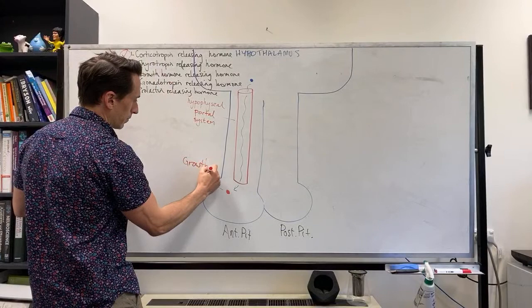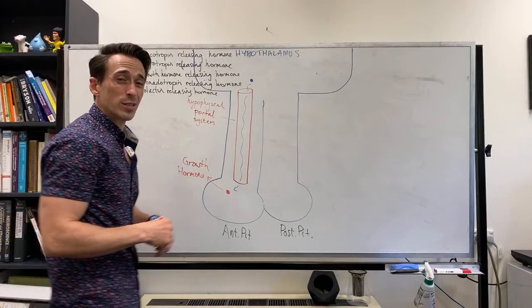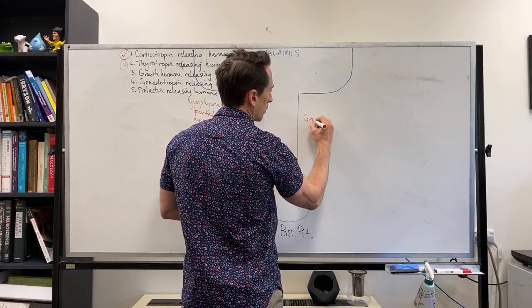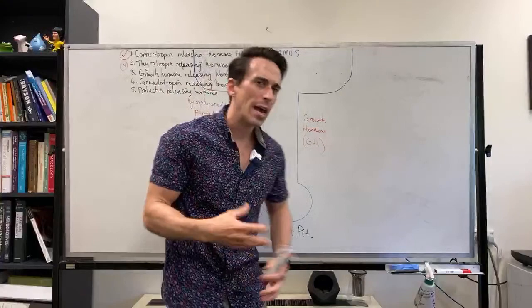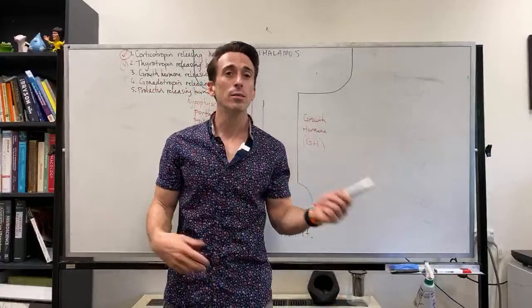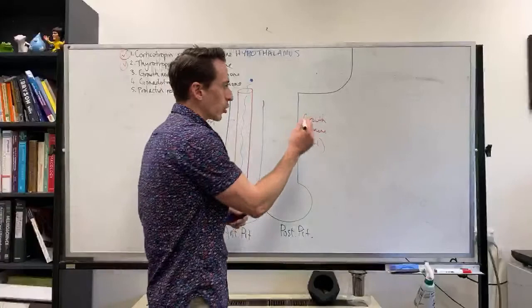Now this one's pretty easy to know what it does. Growth hormone stimulates growth of the body. Growth hormone, sometimes just written as GH, is anabolic. You've heard of anabolic steroids? People who take anabolic steroids get big, right? So anabolism is growth. Catabolism is breakdown. And hormones play a role in this process. So growth hormone is anabolic. It's for growth. Makes sense.